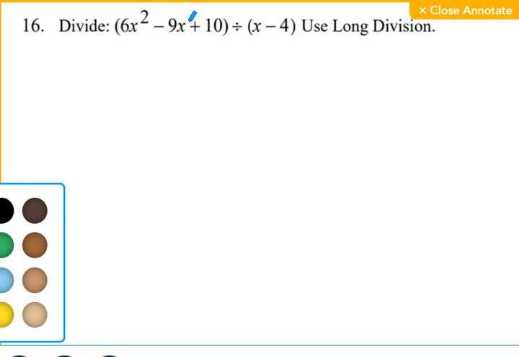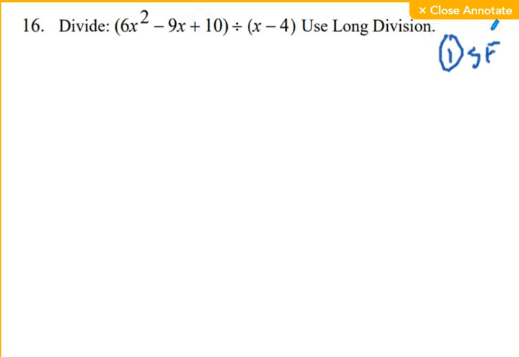Very good. Standard form. Make sure you make a note for it. Step 1, standard form. You need to always check for standard form, because remember, if there's any degree that's missing, you need to compensate for that. What is the degree of the first term? This one is second degree. This is first degree. This is 0 degree.